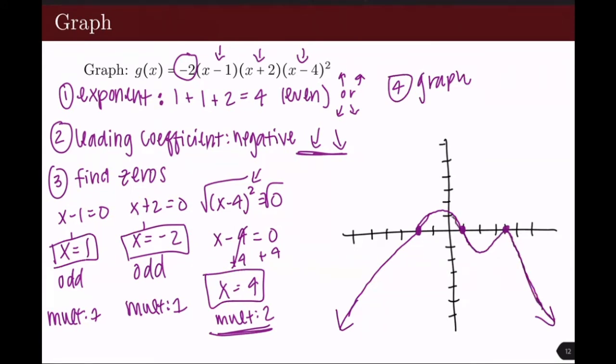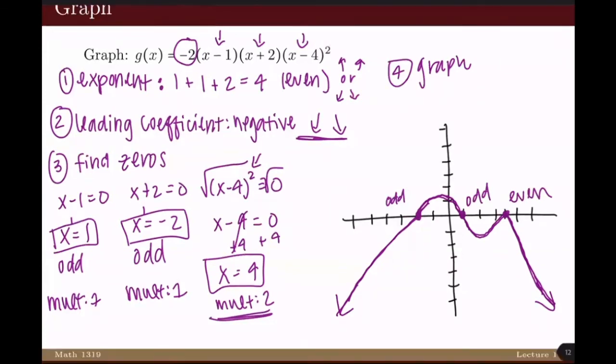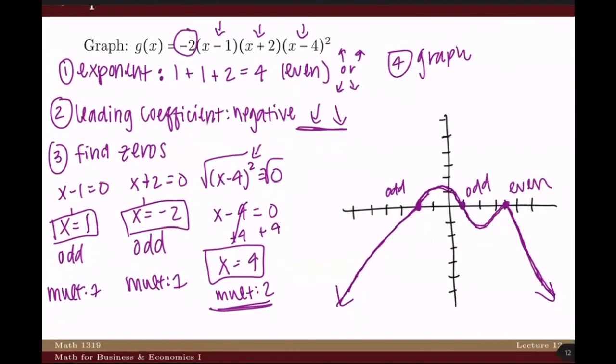Okay, and this was my attempt at drawing this polynomial function. I hope it made sense. So odd multiplicities cross and even ones bounce. And that is how you graph a polynomial function.